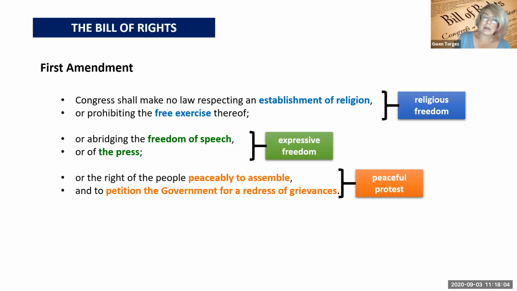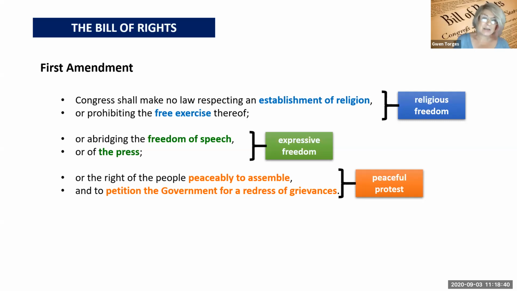The expression clauses: Congress is not going to abridge the freedom of speech or the press. It's not going to abridge written speech nor spoken speech. And then, of course, the controversy here is, well, if we say Congress shall make no law abridging freedom of speech, does it mean that government can never do anything that burdens expression? And as a society, we've decided no, government can at times burden expression.